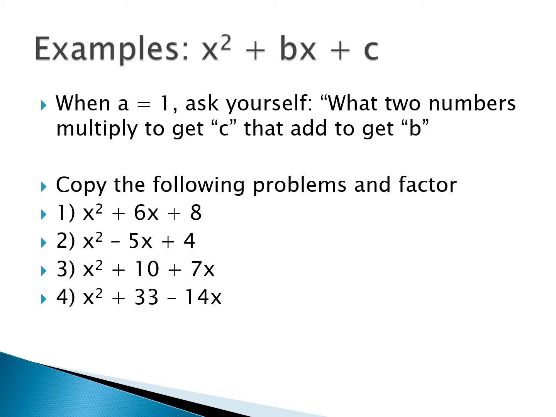For number 1, what two numbers multiply to get 8 that add to get 6? Now, again, while we were talking about the signs, we know that because it's plus 8, those signs have to be the same. So they're going to be either both positive or both negative. But because that 6x is positive, we know that they're actually both going to be positive. And so I like starting with focusing on those signs because it really is going to help you. So rather than saying what two numbers multiply to get 8 that add to get 6, I can think of it as, what two positive numbers multiply to get 8 that also add to get 6.